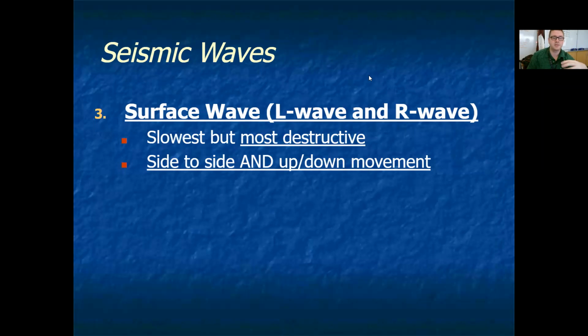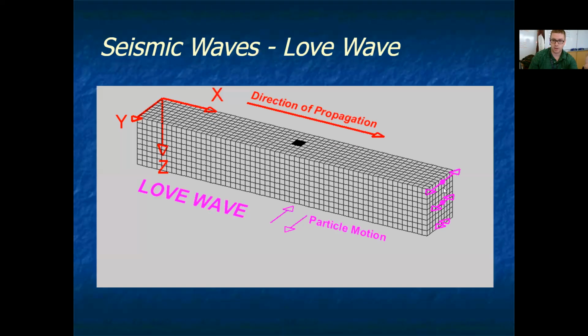My surface waves, these are the more dangerous ones. These are the ones that create the destruction that we see on TV, that we have had evidence of. They come after the P and the S waves. These are our Love waves, or our L waves, and the Rayleigh waves, or the R waves. They're the slowest but most destructive. These ones move side to side and they move up and down, depending which wave we're talking about.